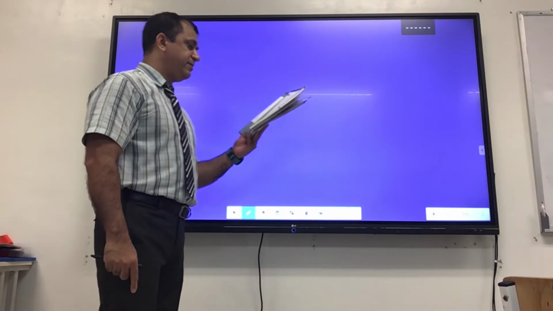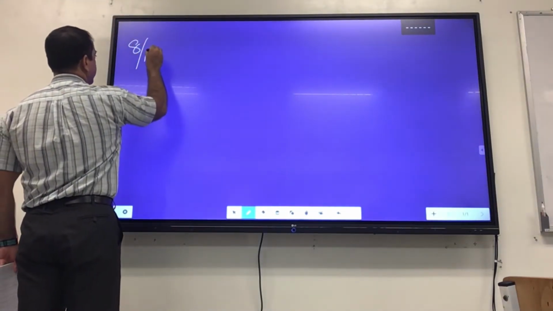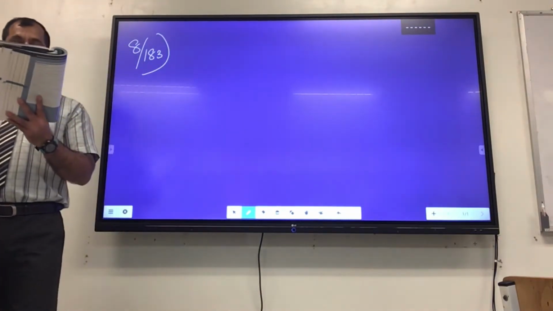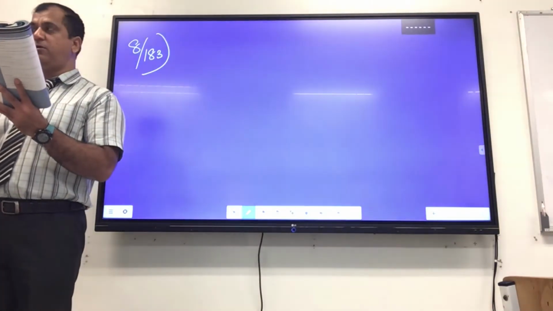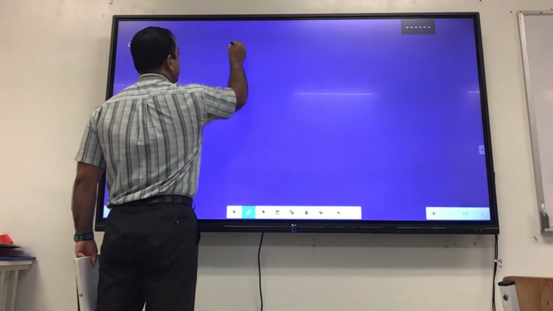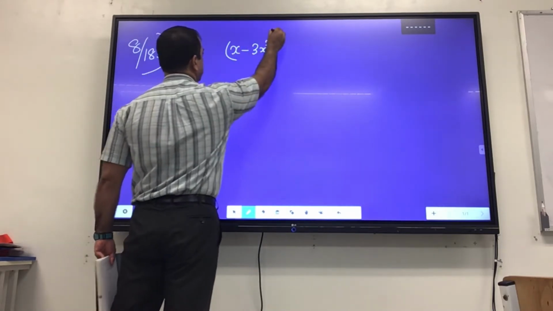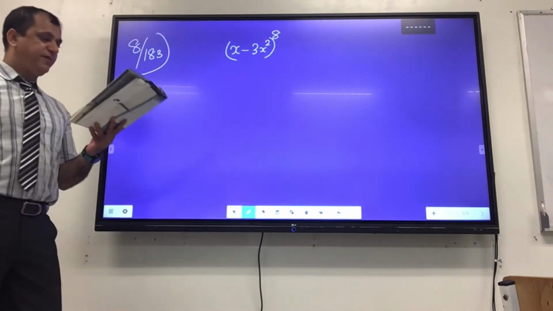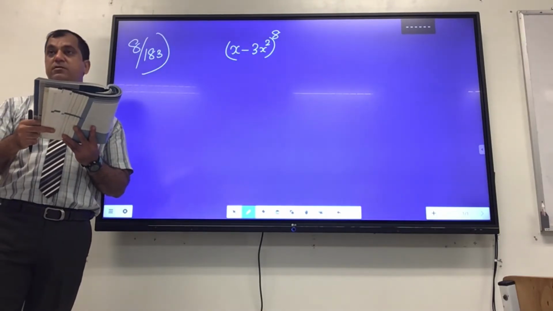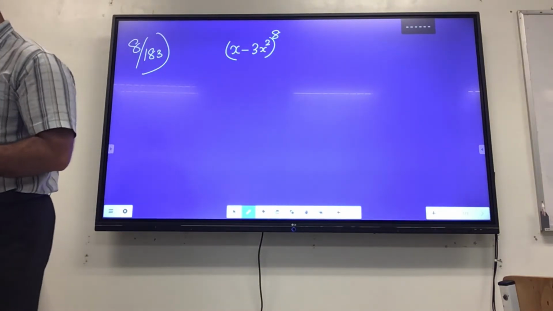We asked you to try number 8. So, 8th question, page number 183. Okay, guys. So this question is, find the first three terms in the expansion of (x minus 3x squared) whole power 8, in descending powers of x. Let's try this one first.